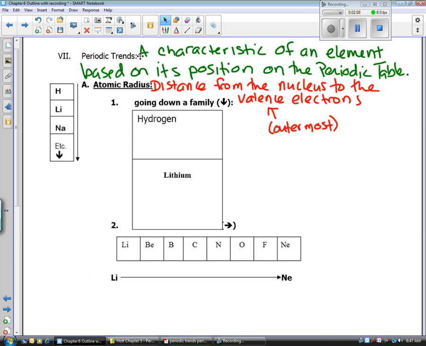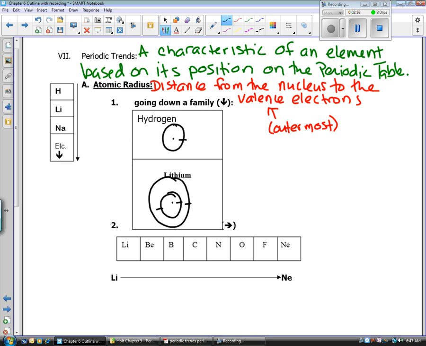As we go down a family, we have hydrogen. We're going to call that the nucleus. Hydrogen is a 1s1. 1 is a sphere, 1 electron. Lithium is 1s2, 2s1. So the first energy level is a sphere with 2 electrons. The second energy level is also a sphere with 1 electron.